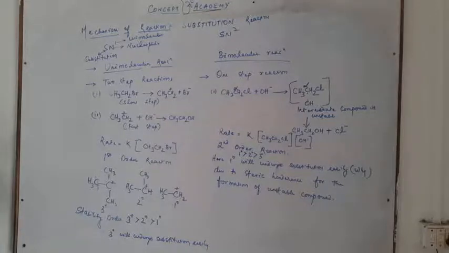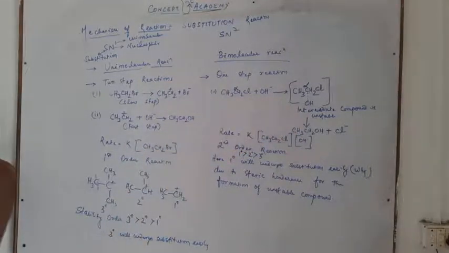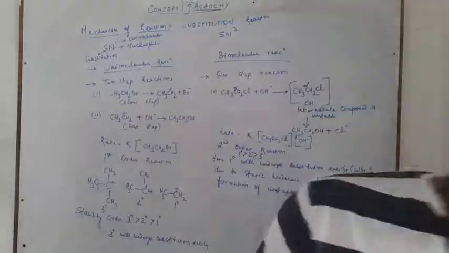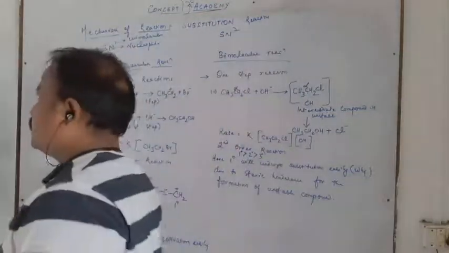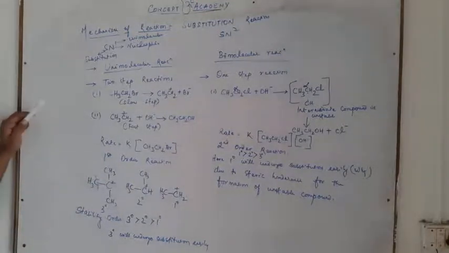Therefore, the presence of bulky substituents near the alpha carbon tends to hinder the approach of the nucleophile to the alpha carbon due to steric hindrance.